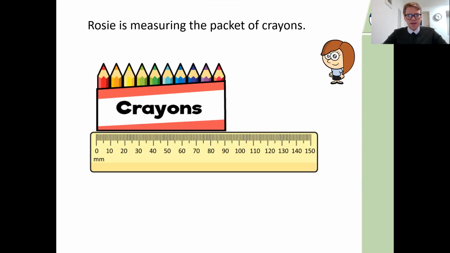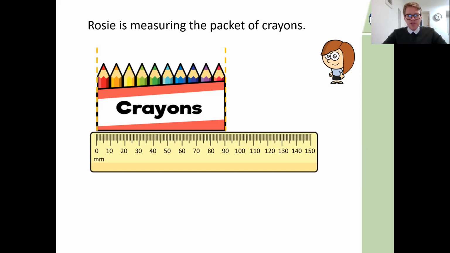Much better. Okay. I always like it when the character Rosie comes up, so I always think it looks a lot like the Rosie in our class. Rosie is measuring the packet of crayons. So she started at 0. What does that go up to there? Let's have a look at that again. So a bit tricky now because we're measuring in millimeters. This ruler has millimeters, and we can see it's going from 0 up to what? It goes up there to 90 millimeters.